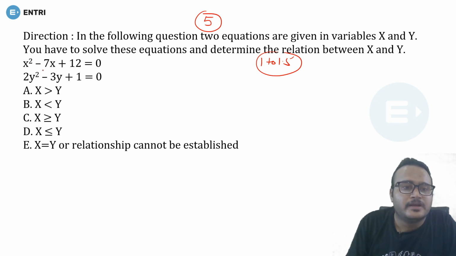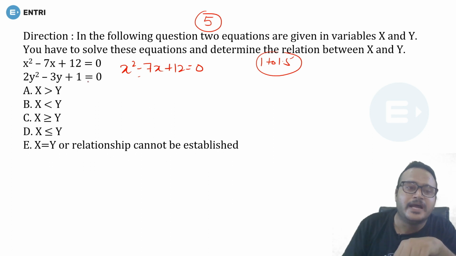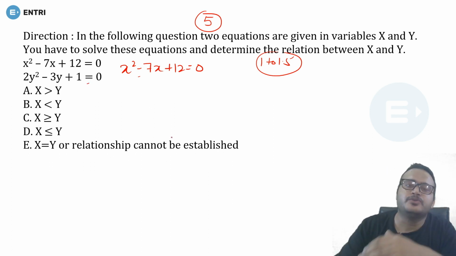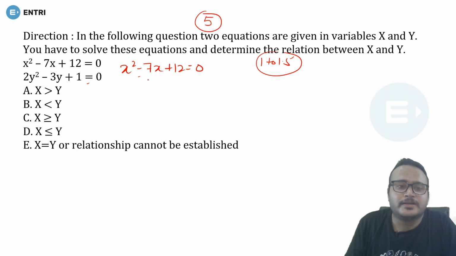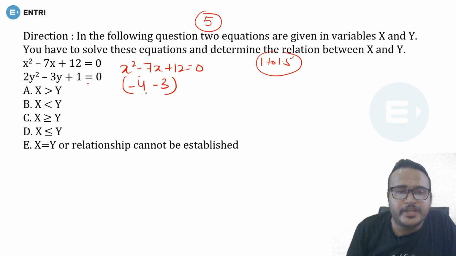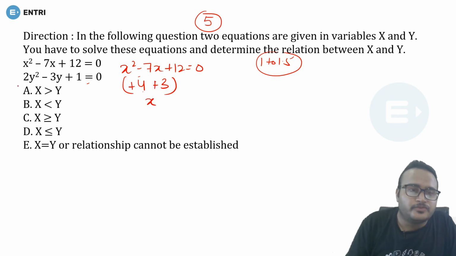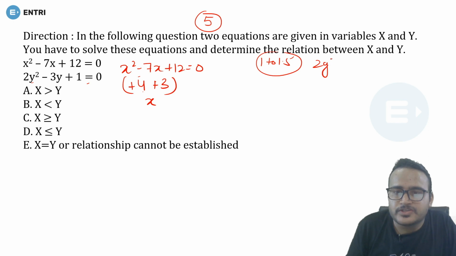So guys, this is x square minus 7x plus 12. You have 2 equations, you need to find 2 values of x from here and 2 values of y from here, and then you need to compare to get the desired answer. So 4 3 is 12, 4 3 is 12. So this is minus 4 and minus 3. But to find the exact value of x, you need to divide these values by the coefficient of x square, that is 1. So we do not need to divide the values, and we'll be interchanging the sign also. So this will be the value of x. Now the next equation we have is 2y square minus 3y plus 1 equals 0.